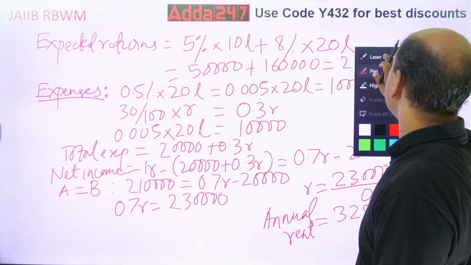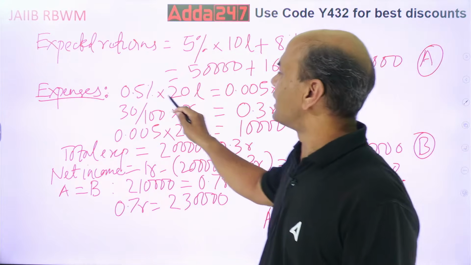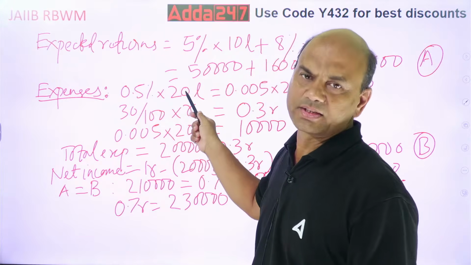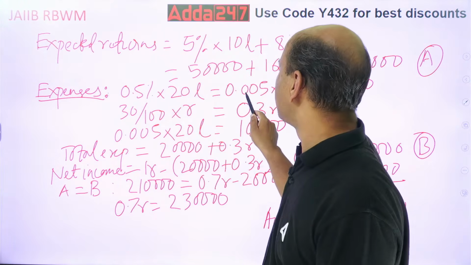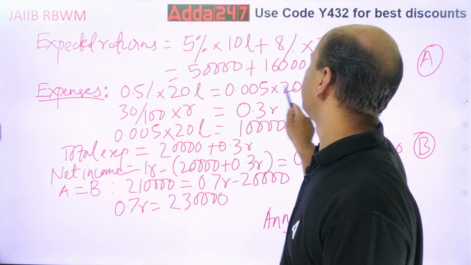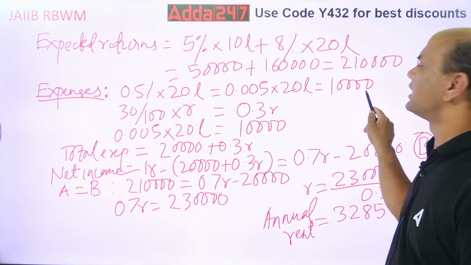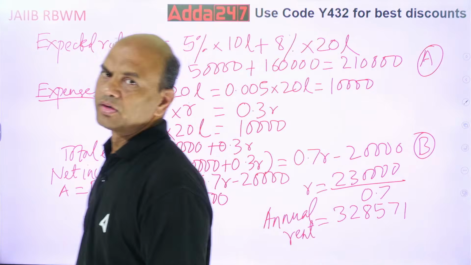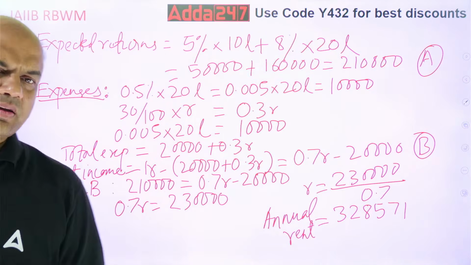So it is now what? If the rent is R, see the first one, what did I get? 0.5% of 20 lakhs. So 0.005 into 20 lakhs, that is 10,000. All of you got this. First one, 10,000.